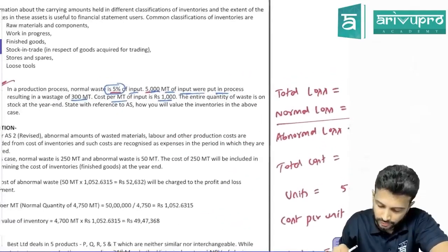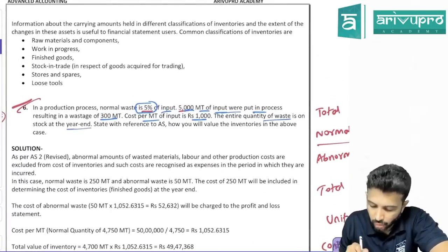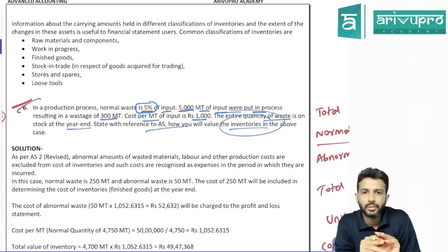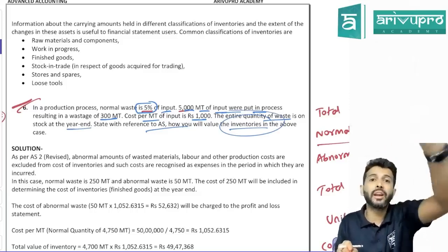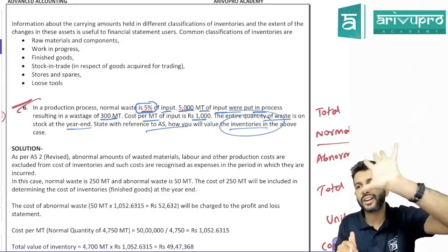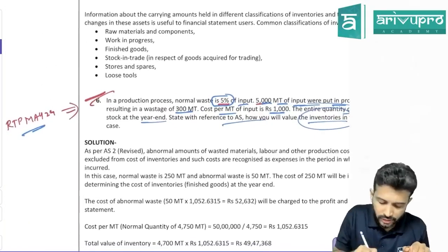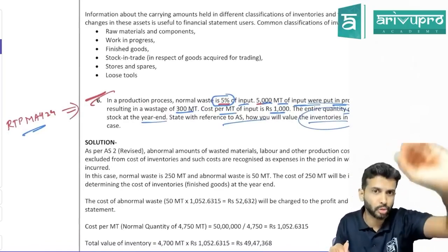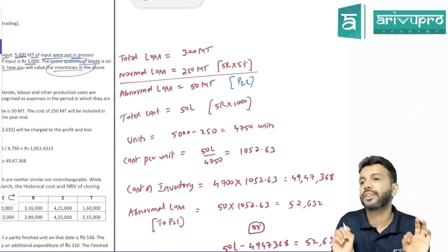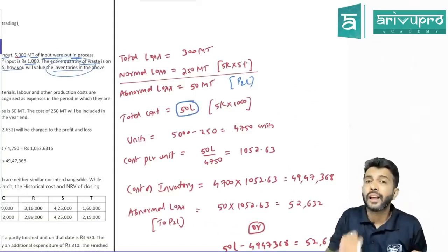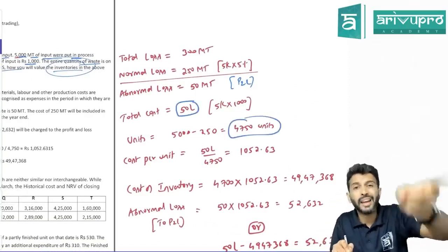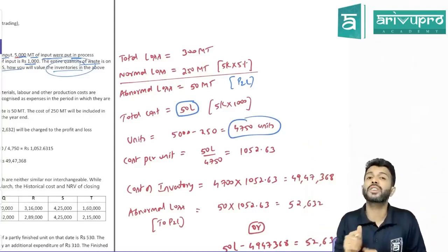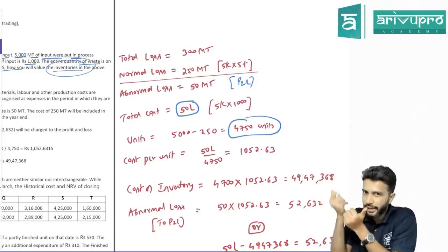The entire quantity of output is in stock at the year end. State how you will value the inventory in the above case. Sir, what does AS 2 say? Normal loss has to be absorbed by the remaining good units. What is the total units you inserted? 5000. In that, normal loss is 250. So the remaining good units are 5000 minus 250, which is 4750. Now how much is the cost? 50 lakh. This 50 lakh of cost will be absorbed by the remaining good units of 4750.